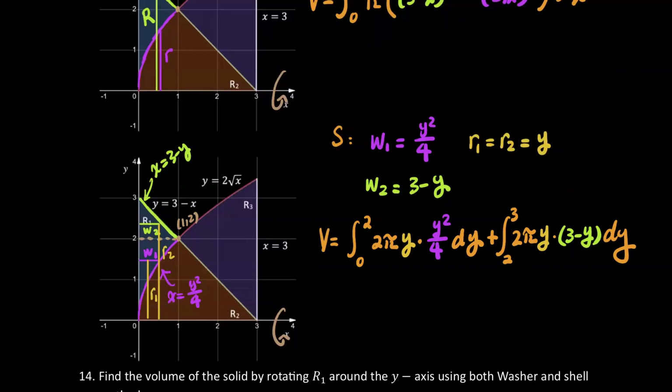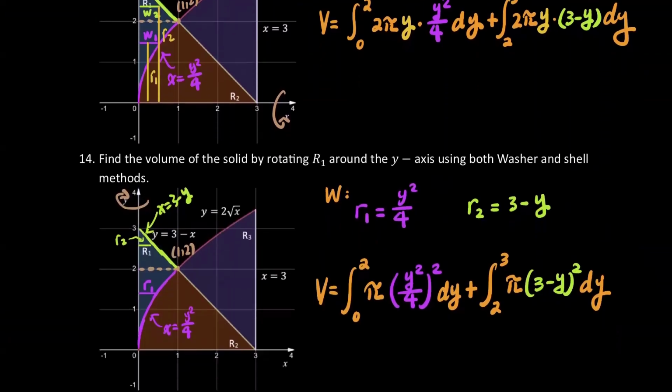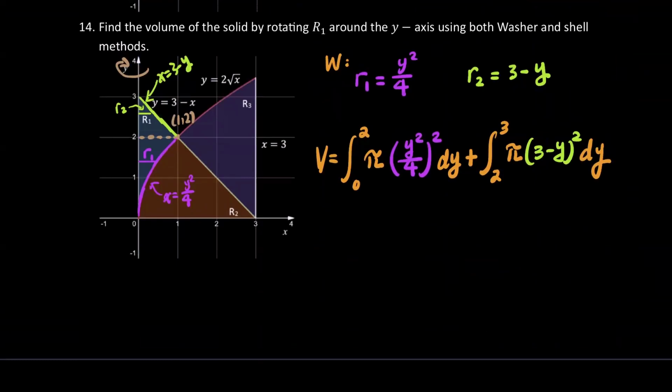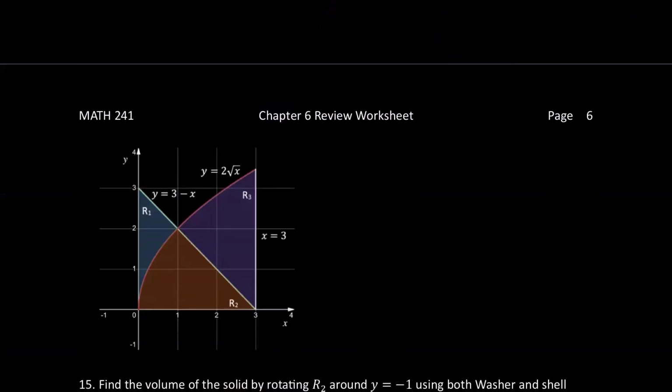Okay, so that's shell method for finding the volume by rotating region number 1 around the x-axis. Okay, next we're rotating region number 1 around the y-axis.